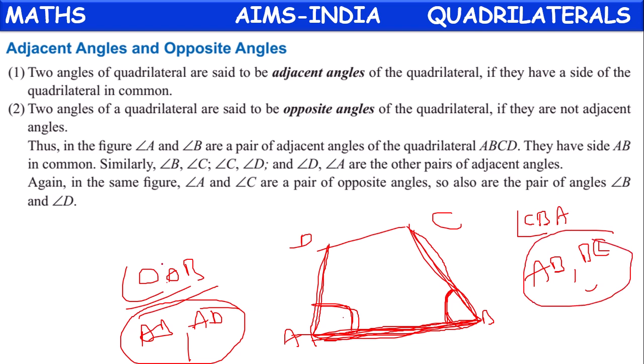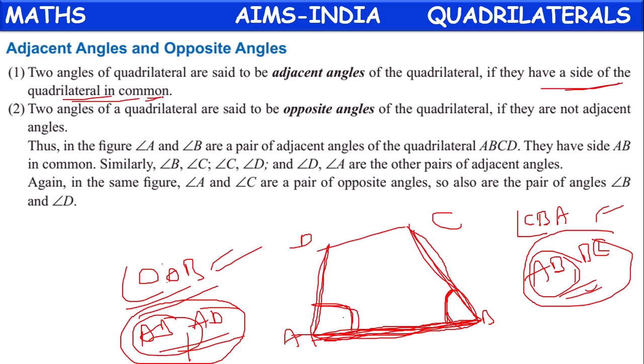If you compare the sides of the angles, in these sides, one side is common. This AB side is common to both the angles. So if they have a side of the quadrilateral in common, then they are called adjacent angles. Now these two angles have the AB side as common, so they are called adjacent angles.